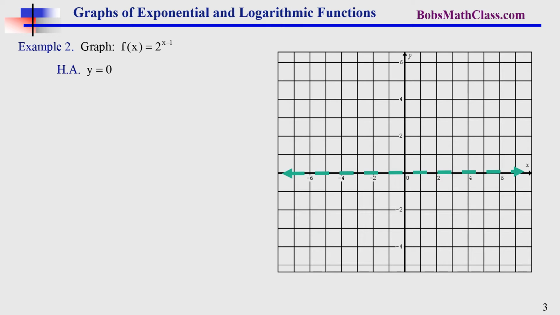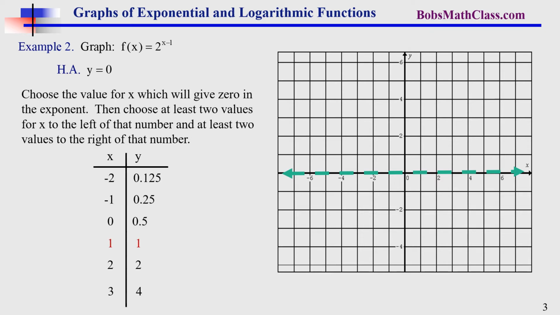I'll show you my table. So there's my table. I picked 1, that's in red there. And then I picked some numbers to the left, 0, -1, -2. And then some numbers to the right, 2 and 3. And then I plugged into the calculator. Those are the values I got. I'm going to graph them, plot those points. Almost the same as the last graph, right? And then play a little connect the dots.